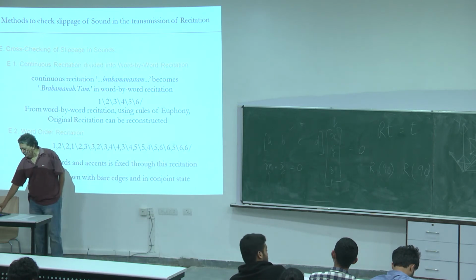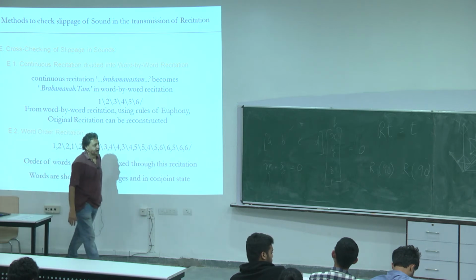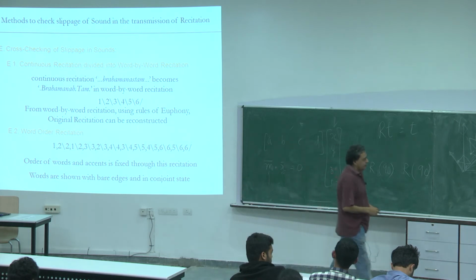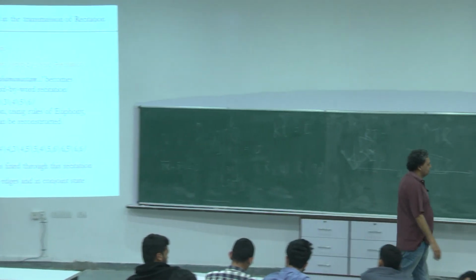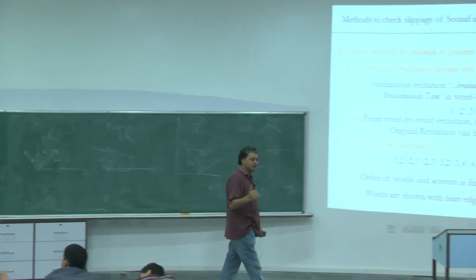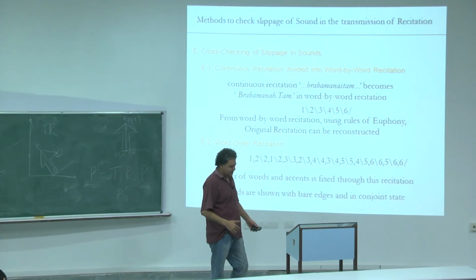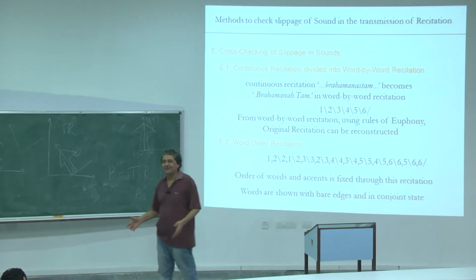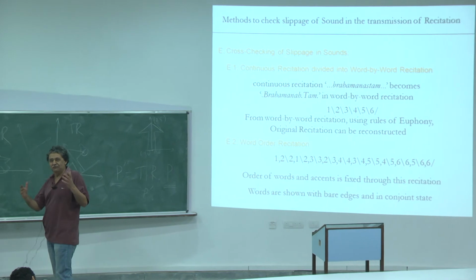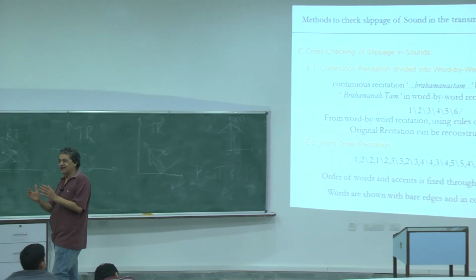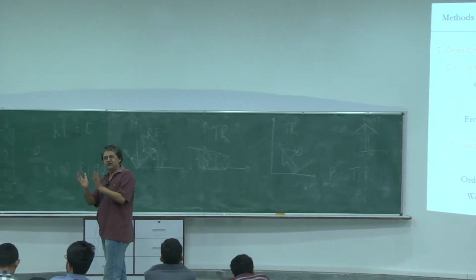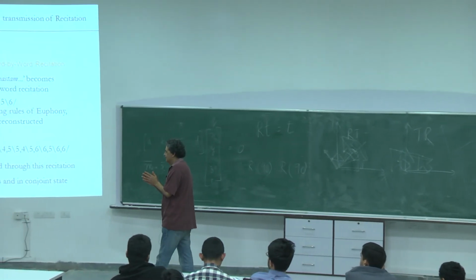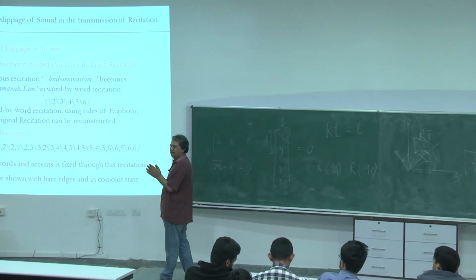How is it done? There are 7 steps in this cross-checking, but I can't give them all here. If you are interested, have a look, buy a Rig Veda. There is an appendix in it, published from Pune, which gives this method. It's also probably available on the internet. We will try to find that.